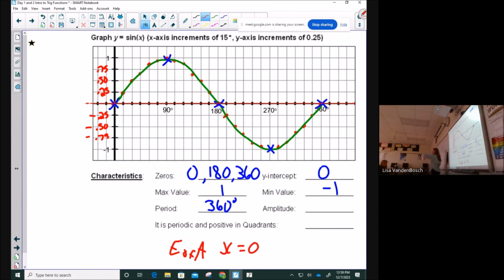If that's the center that divides that wave in half, how much up do I go to get to my top? How much down do I go to get to my bottom? It has to be the exact same. You have to go up 1, down 1, or up 5, down 5. Otherwise, your equation of the axis is in the wrong spot. So my amplitude is 1, because from that, I go up 1 and I go down 1.